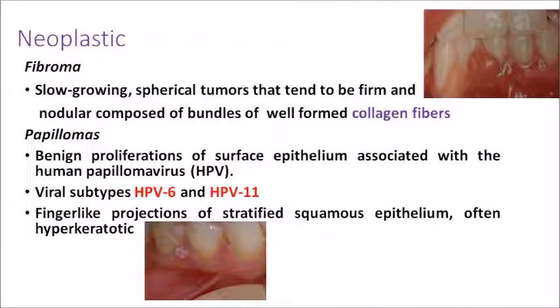It is a benign proliferation of the surface epithelium and it is mostly associated with human papilloma virus. The HPV subtypes 6 and 11 are the major causative organisms. Note that it has been asked, HPV 6 and 11 are commonly involved in producing papillomas of gingiva. Here you can see the figure. It is a finger-like projection of the stratified squamous epithelium and it is usually hyperkeratotic. That is why you can see that whitish discoloration.